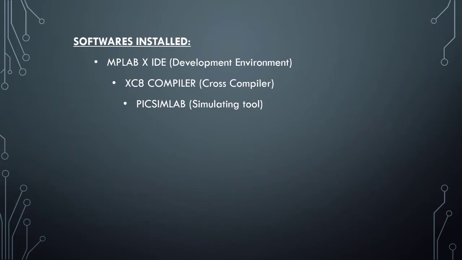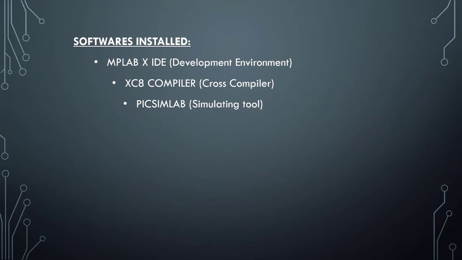Then we went ahead and looked at how we can integrate the C programming language with the embedded system. So we had to download some software. Among these, we have the MPLAB X IDE, which is a development environment we can use to program in C to design our embedded system. We also need a compiler that can cross-check the program we have written, so we have the XC8 compiler that is integrated into the MPLAB X IDE.